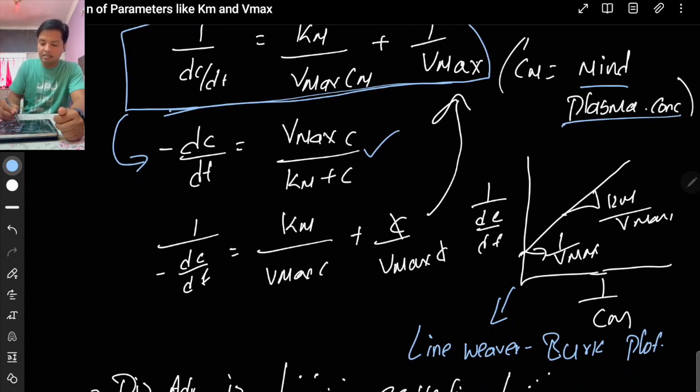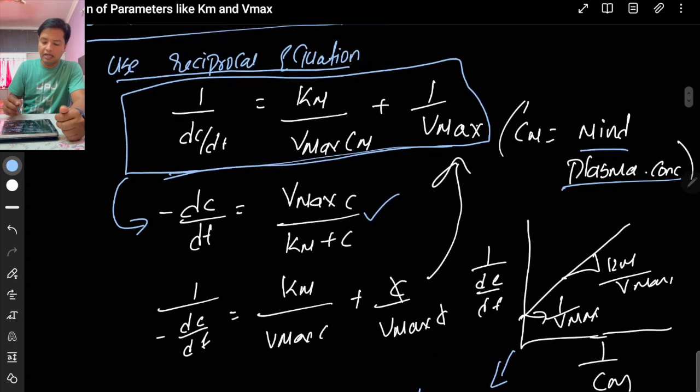This Km plus C will go up: Km by Vmax C, plus C by Vmax C. So C and C will get cancelled. The remaining is 1 by dC/dt equals Km by Vmax C, plus 1 by Vmax. This is the reciprocal equation of the Michaelis-Menten equation.